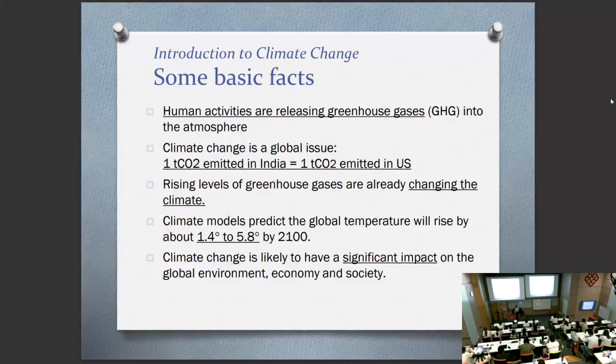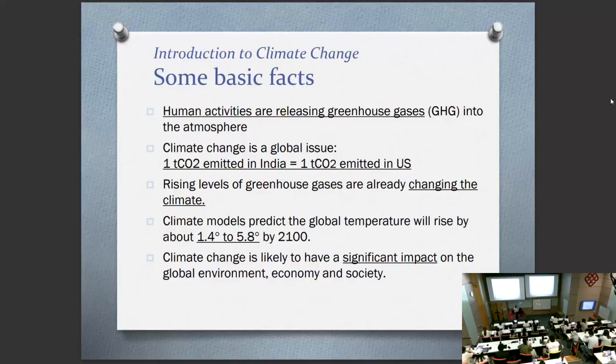And for average temperature, an increase of 1.4 to 5.8 would be very, very serious. It will cause, it is just like a disaster. I would say it is just like a disaster. And we are moving in that direction. We are actually approaching that future.